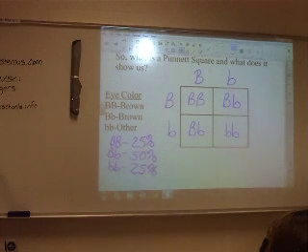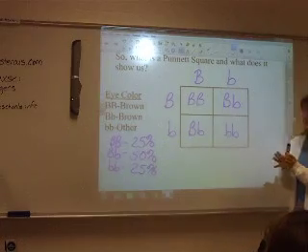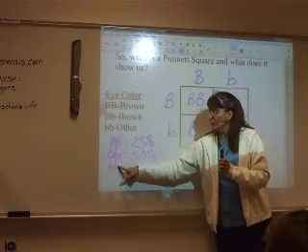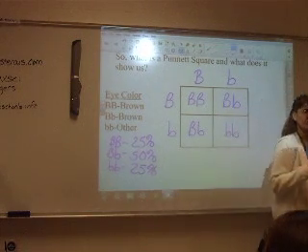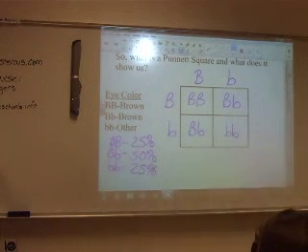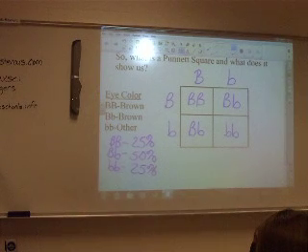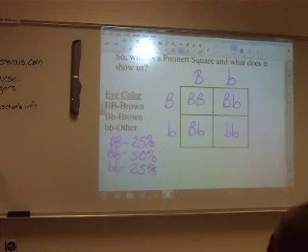Next question. What is the percentage that the offspring could be recessive pure? Logan? 25. Recessive pure, 25%. What is the percentage that the offspring could be recessive hybrid? Trevor? 50.